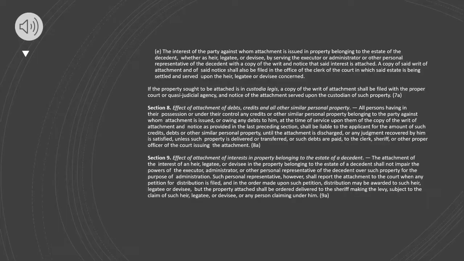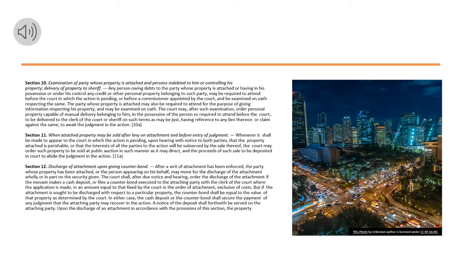9a. Section 10. Examination of party whose property is attached and persons indebted to him or controlling his property, delivery of property to sheriff. Any person owing debts to the party whose property is attached or having in his possession or under his control any credit or other personal property belonging to such party, may be required to attend before the court in which the action is pending, or before a commissioner appointed by the court, and be examined on oath respecting the same. The party whose property is attached may also be required to attend for the purpose of giving information respecting his property, and may be examined on oath.